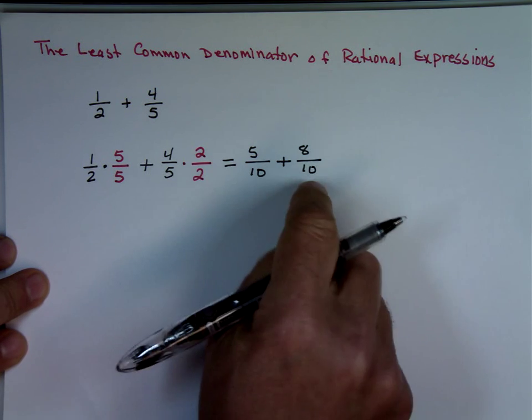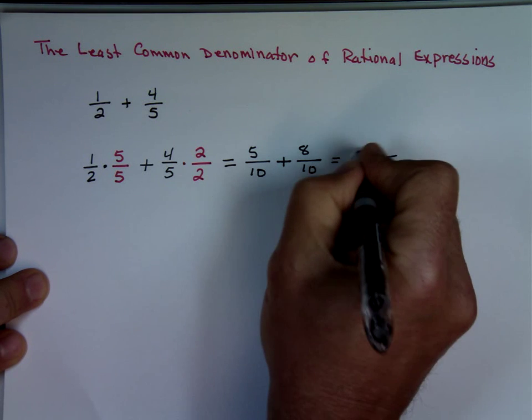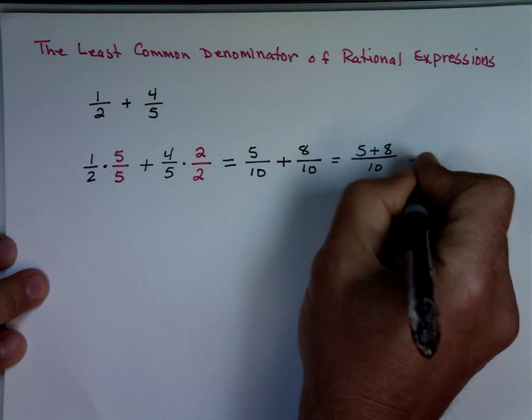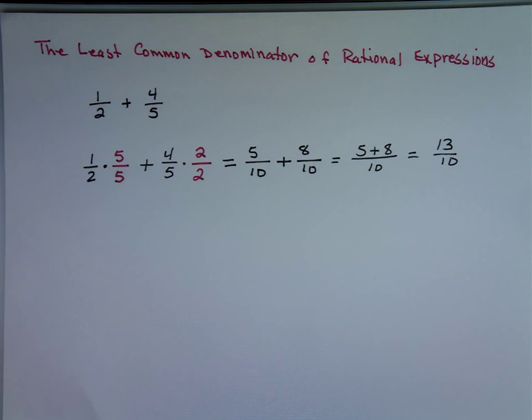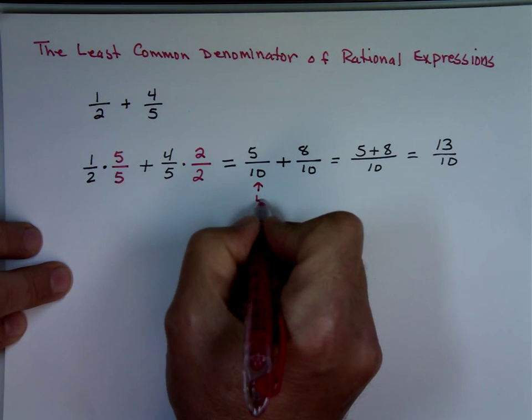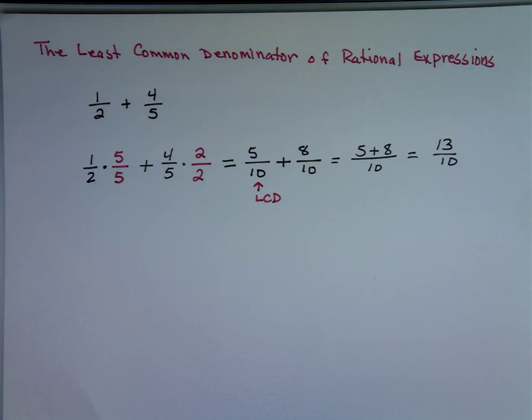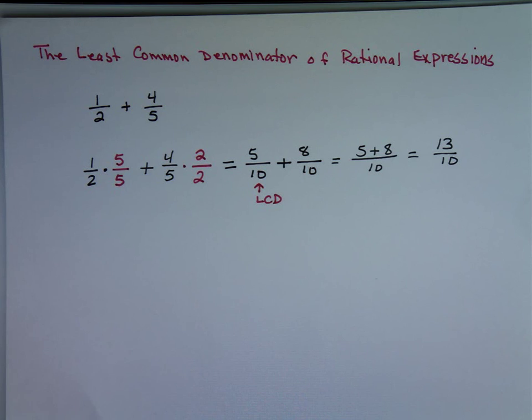Now notice these numbers are the same. 5 plus 8, which is 13 over 10. The 10 is the least common denominator. So this is my LCD, which is the least common denominator. Well, you can find the LCD for this because it wasn't that bad. But as the problem gets more complicated or bigger, it becomes more challenging.